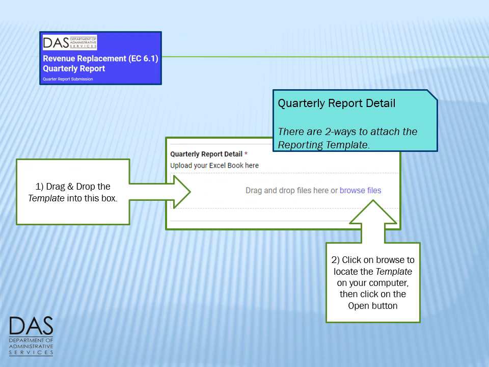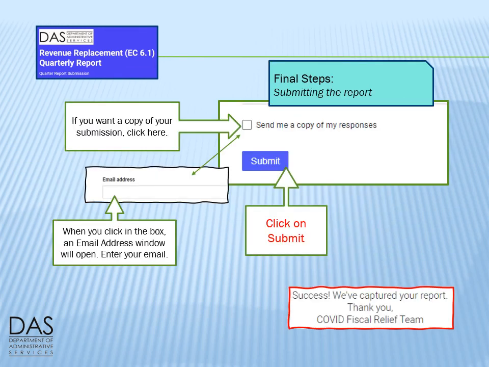So the next piece is to enter the actual template on the report to be submitted. 2 methods are available for you. One, to just drag and drop the file from your computer into the box as you see it here. Second, to click on the Browse Files in blue and locate the file on your computer. Either way, you'll just attach that file, and then you'll come to this next section, the final steps.